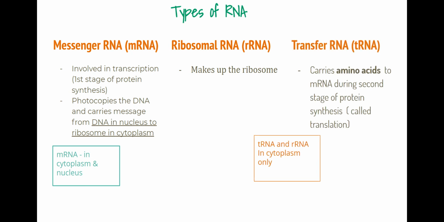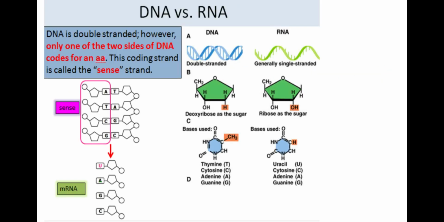The last one we're going to talk about is transfer RNA, or tRNA, and it carries amino acids. So amino acids just don't randomly show up to the party. They need to be invited. So transfer RNA is their invitation to the party. And transfer RNA brings amino acids to the mRNA during the second stage of protein synthesis, which is called translation. Now, rRNA and tRNA are only found in the cytoplasm. They don't travel back and forth between the nucleus and the cytoplasm.